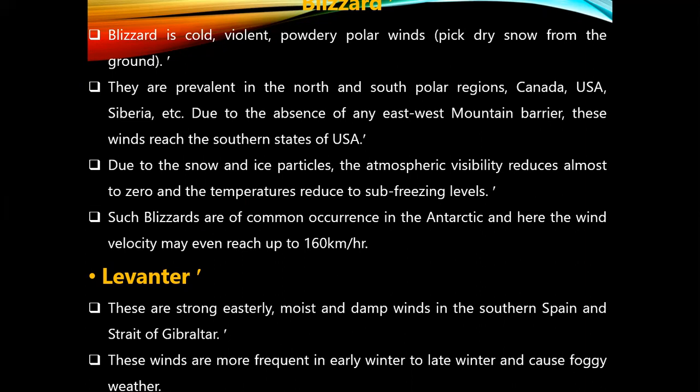Levanter. These are strong easterly moist and damp cold winds in southern Spain and the Strait of Gibraltar. These winds are more frequent from early winter to late winter and cause foggy weather.